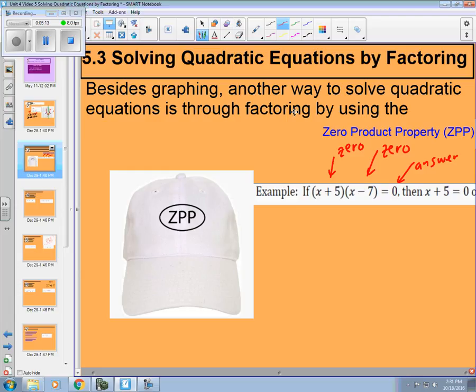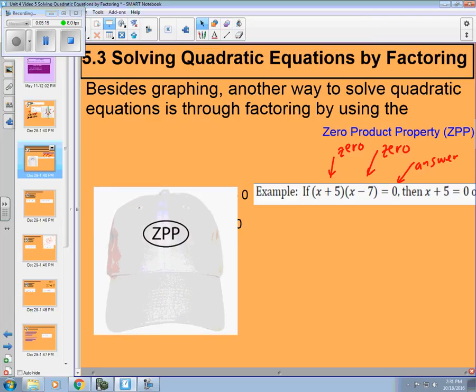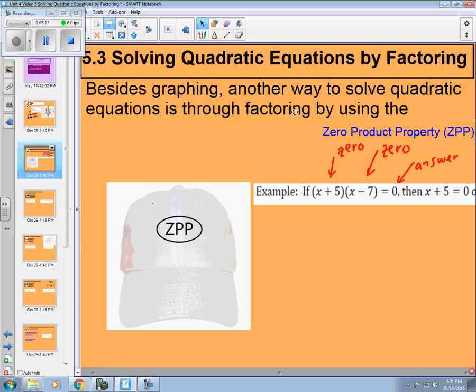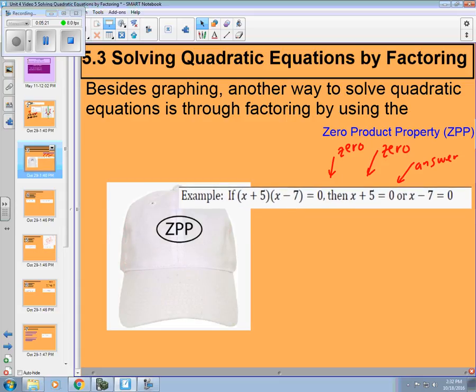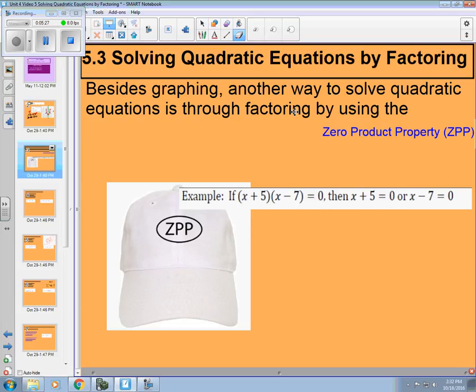So if we know that's true, then what we can say is that either x plus 5 equals 0, that's the first thing over here.